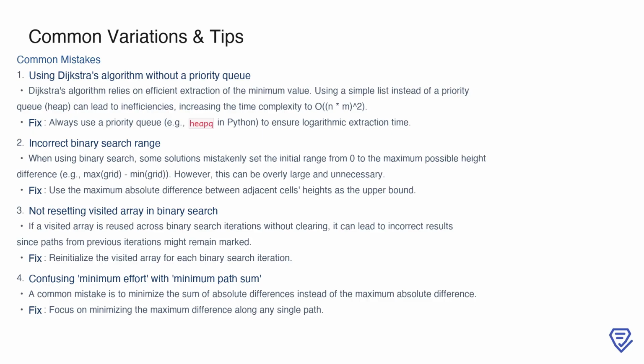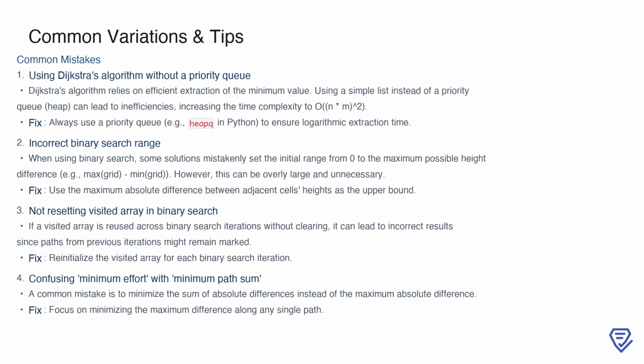Another frequent issue arises with the binary search range. Some solutions set the range from 0 to the maximum possible height difference across the entire grid, which can be unnecessarily large. Instead, the upper bound should be the maximum absolute difference between adjacent cells' heights, as this keeps the search space tighter and more efficient. Additionally, when performing binary search, reusing the visited array without resetting it can lead to incorrect results, as paths from previous iterations may remain marked. To address this, the visited array should be reinitialized during each iteration.